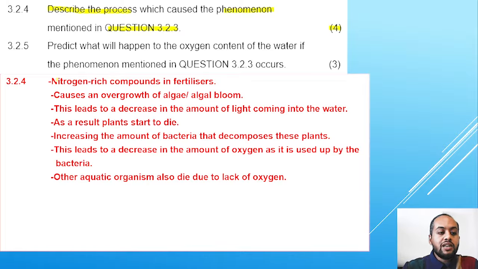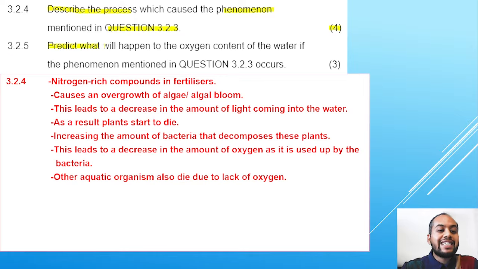I'll go through that process again. The process of eutrophication. Firstly, nitrogen-rich compounds in fertilizers are going to blow with the use of the wind into rivers, lakes, dams, and oceans. It's going to increase the nitrogen and phosphorus concentration, causing the formation of algal blooms, leading to a decrease in the amount of light coming into the water. The rate of photosynthesis will slow down, therefore the plants will start to die, increasing the amount of bacteria that decomposes these plants. This leads to a decrease in the amount of oxygen as it's used up by the bacteria. Other aquatic organisms such as animals are going to die out due to the lack of oxygen, and the entire area will become a dead zone.